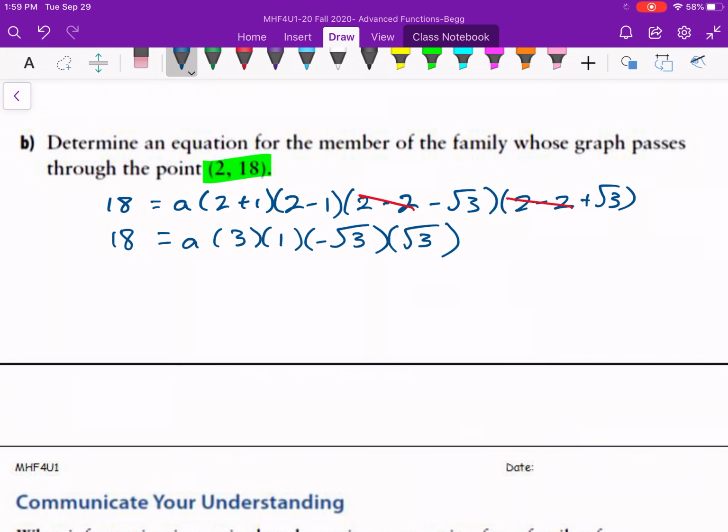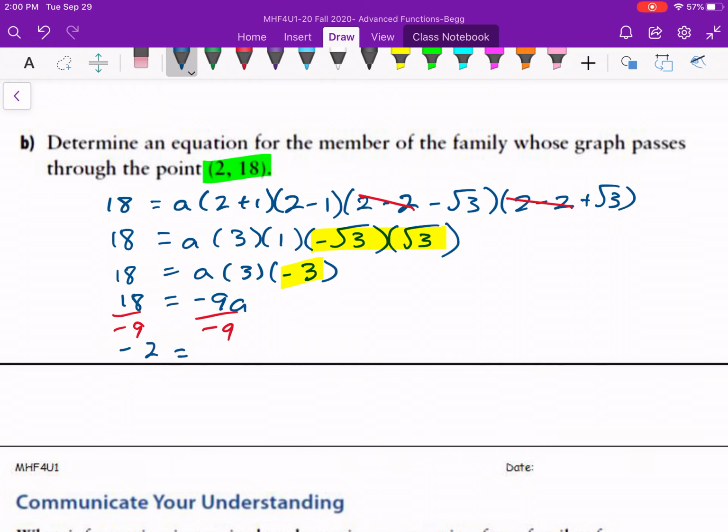When I multiply 3 times 1, that's just equal to 3. When I multiply root 3 times root 3, it just equals 3. The square root sign goes away. And it'll still have a minus sign in front. So this becomes negative 3 when I multiply them out. And I'm just highlighting to show where things come from and what they're ending up as. So final simplification before I solve is negative 9a. And then I divide both sides by negative 9. And so a ends up equaling negative 2.